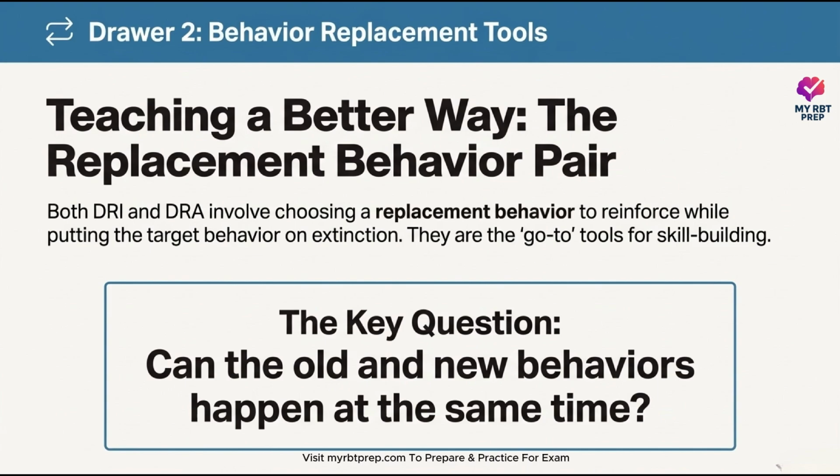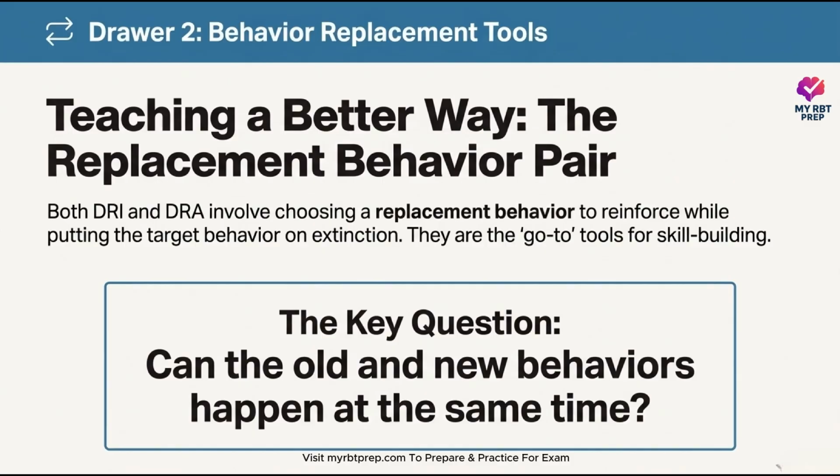The strategy here is simultaneous. You are actively reinforcing the new positive skill while placing the old problematic behavior on extinction. You're essentially starving the bad habit while feeding the good one. But how do you distinguish between the two? I want you to lock in on that framed box at the bottom. This is the single most important diagnostic you will run in your head.